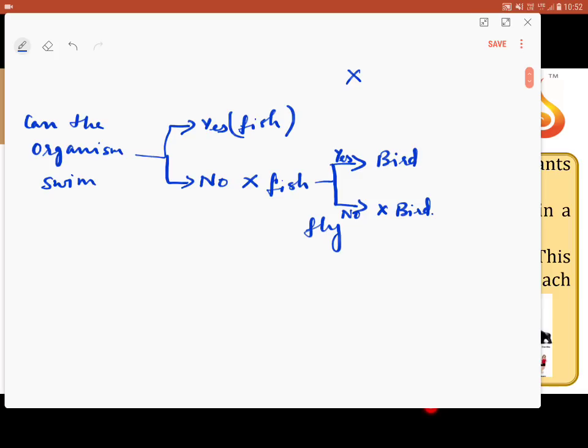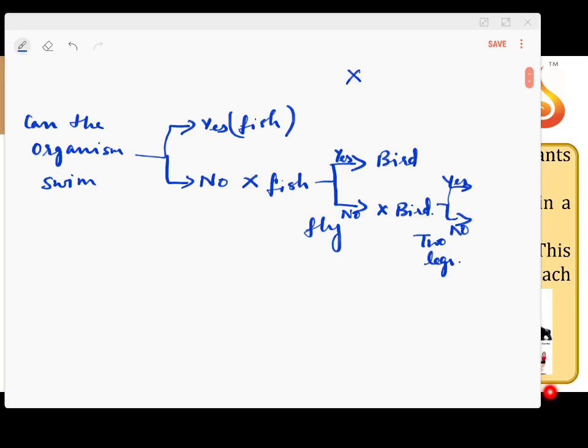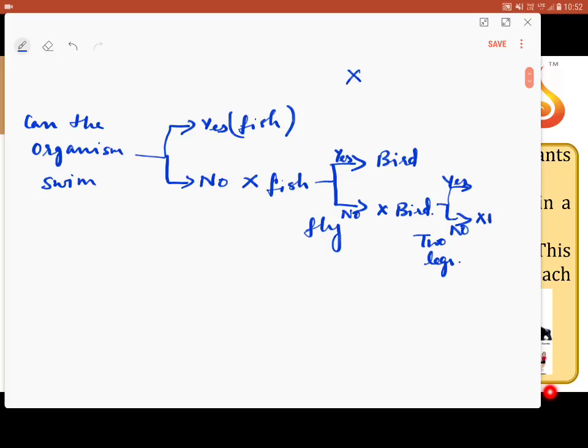So like this, say I ask another question. Then you will ask me a question. Does it have two legs? Your answer may be yes or no. If it is no, we consider it is not a human being. If the answer is yes, it is a human. So, assuming it has two legs, it can't fly, it can't swim, my answer is X is a human.